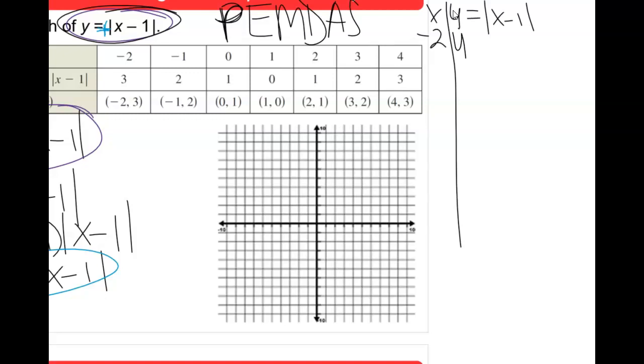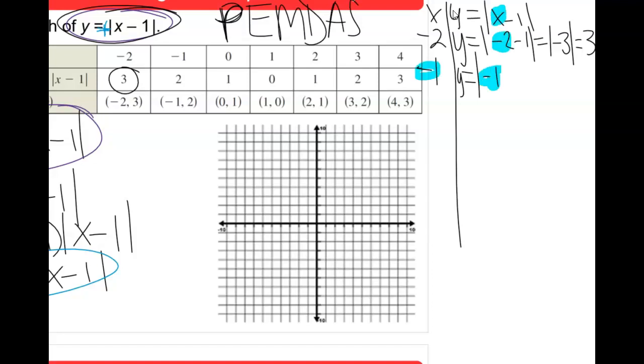So after we substitute the x value here, such as -2 minus 1, we will perform the operation inside the absolute value first, and that will give us the absolute value of -3, which happens to be +3. And so that is how the 3 is found. Now, if we substitute, let's do the next one, -1. So y is equal to the absolute value of -1.